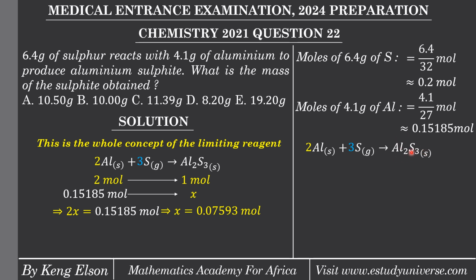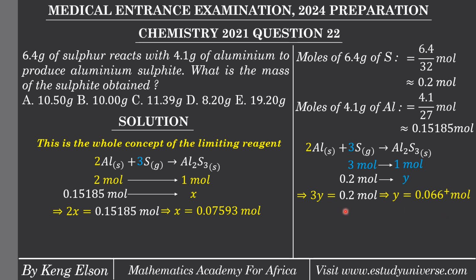Now still on our balanced chemical equation, we are now going to find the number of moles of aluminium sulfide using the sulfur itself. So 3 moles of sulfur in a balanced chemical equation produces 1 mole of aluminium sulfide. It therefore means that when 6.4 grams of sulfur reacts, that is 0.2 moles of sulfur, it is going to produce what number of moles of aluminium sulfide. Cross multiplying, we have 3y equal to 0.2, so y will give us 0.2 divided by 3, which is 0.066666, and so on and so forth.